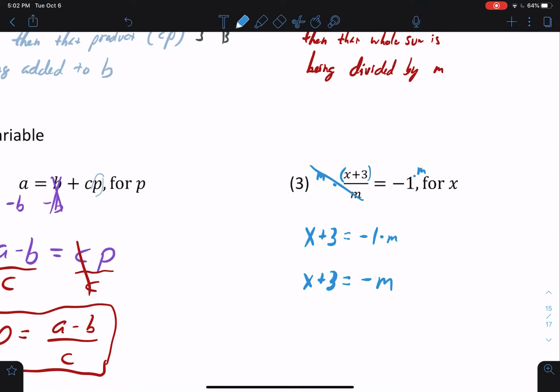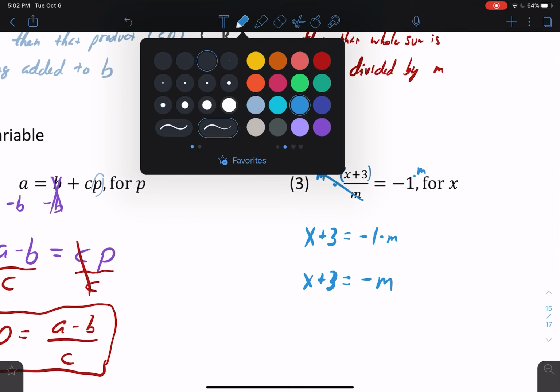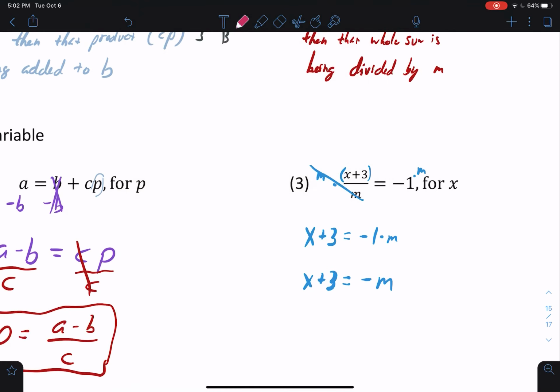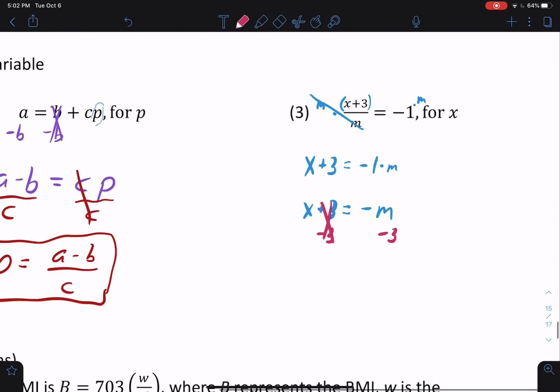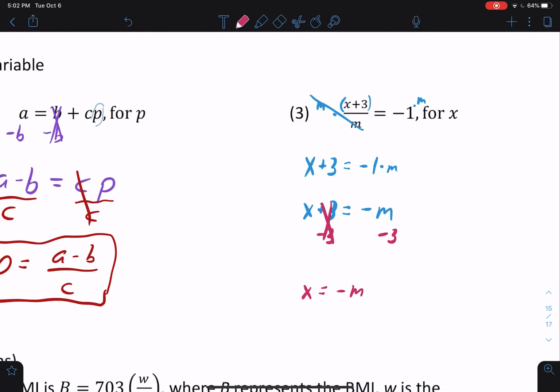Now for my last step, I'm so close to getting the x by itself. What's happening to x? 3 is being added to x. So how do I undo that? I subtract 3 from both sides. So I'll get x equals -m minus 3. I cannot combine those because they are not like terms. The x is by itself. I'm done.